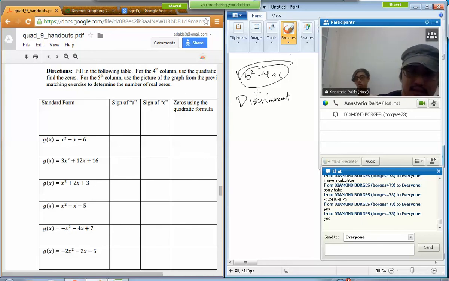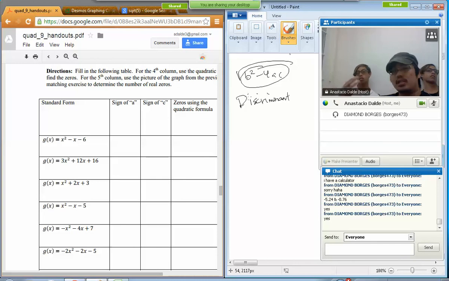I think that's how you spell it. B squared minus 4ac. So the discriminant is really just the stuff inside of that square root. And if the discriminant is positive, then we know that the answer has what? Then there is an answer.